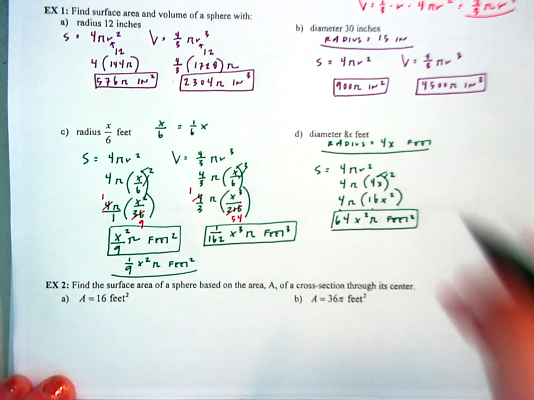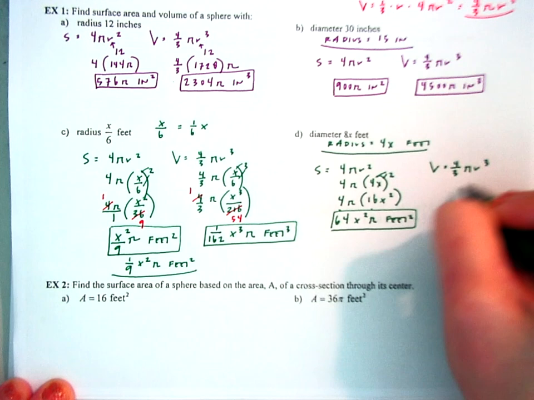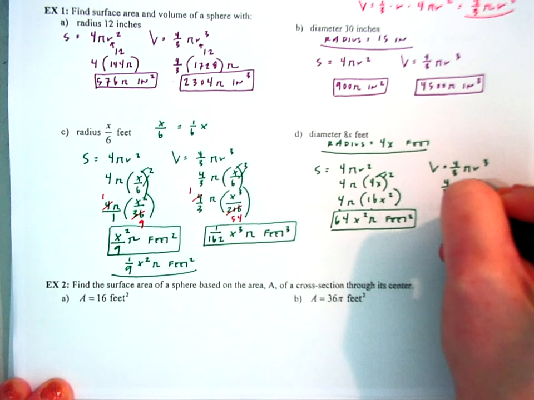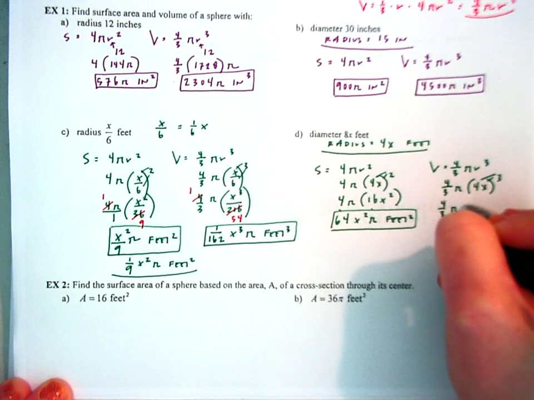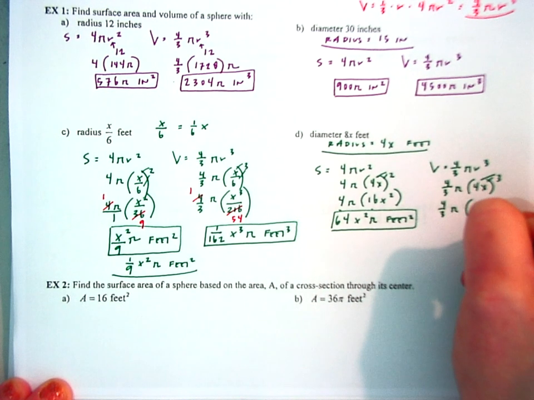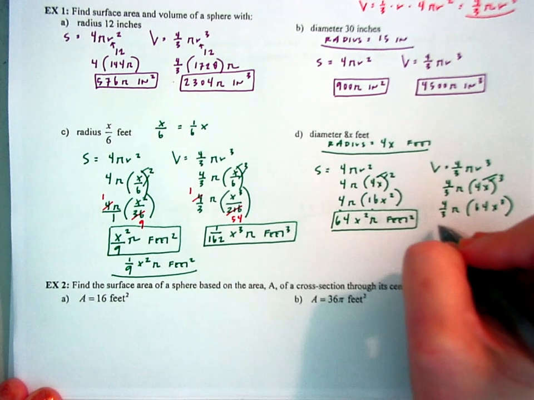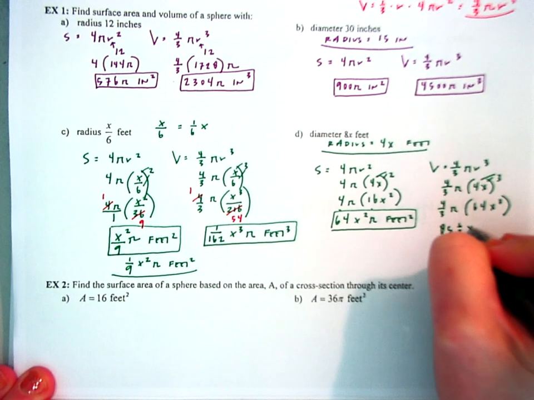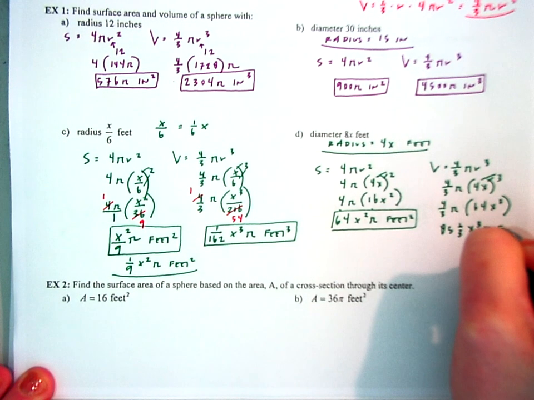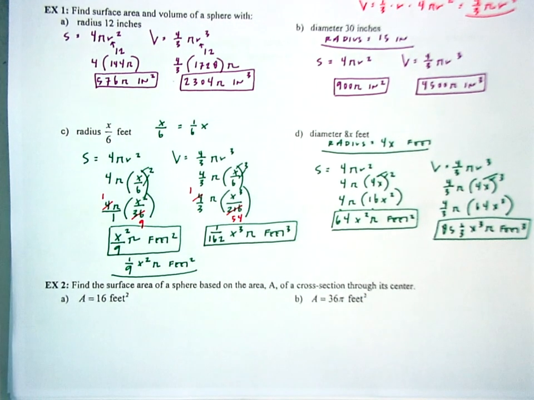Okay, for volume, volume is 4/3 pi r cubed. So I'm plugging in the 4x here. So 4/3 pi times 4x cubed. So 4/3 pi times 64, x to the third power, just like that. So here, if I multiply 4 times 64 and then divide it by 3, I'm going to get 85 1/3. I'm just writing that as a mixed fraction. And then x to the third, and then the pi, and my feet are cubed. So area is always square units, and volume is always units cubed.